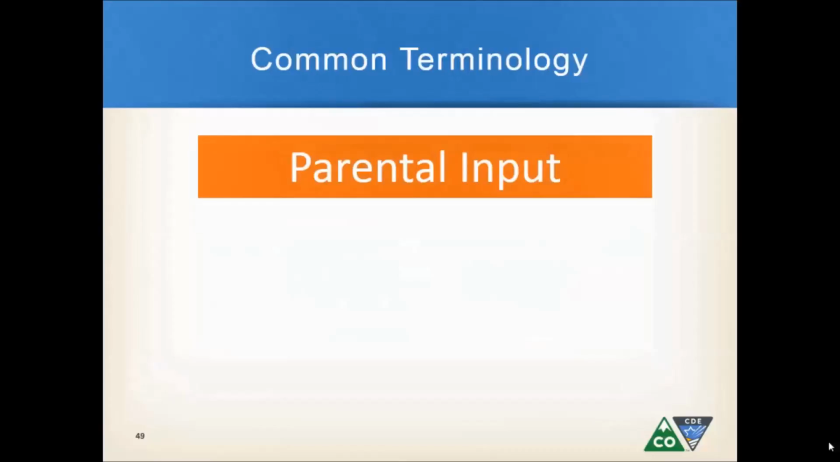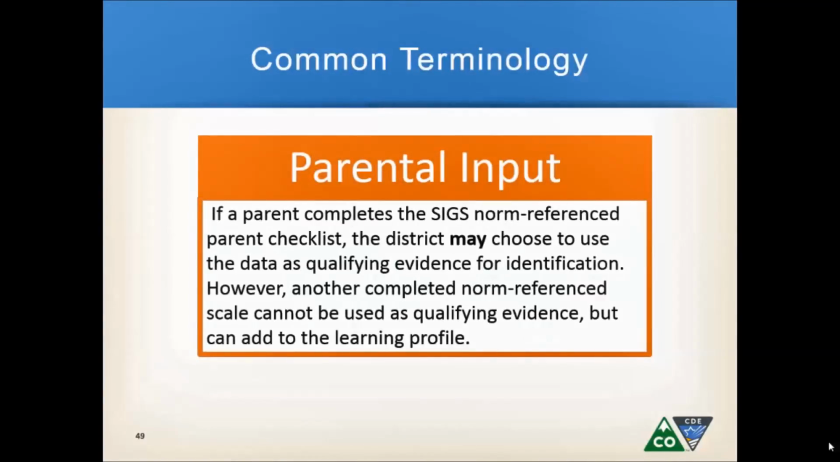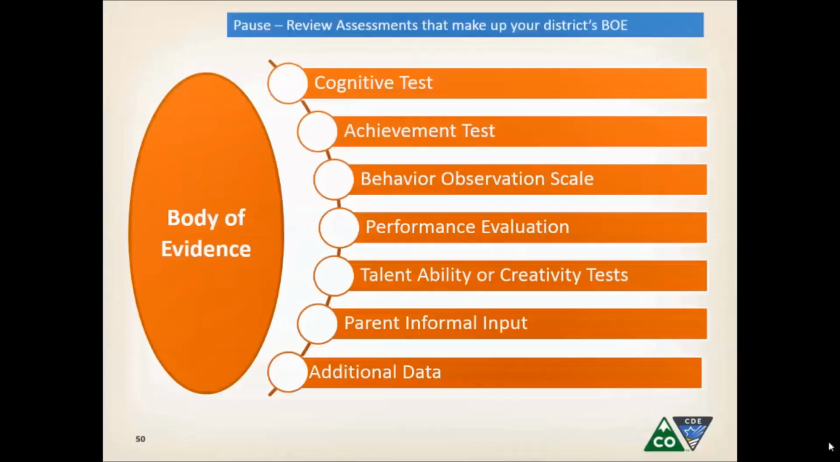So one note about parental input. If a parent is asked to complete that parent form that comes with the scales for identifying gifted students because it is normed reference, and they complete that form, it may be used as qualifying evidence for identification. However, if somebody else is also asked to complete the SIGs, for example, a teacher, that scale can't be used twice as qualifying evidence. So in review, a body of evidence is made up of many assessments.